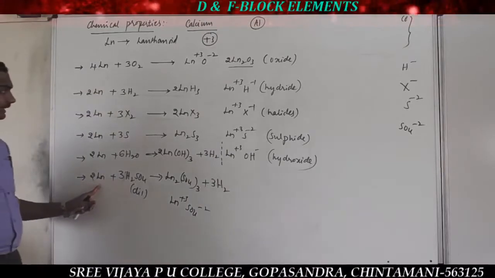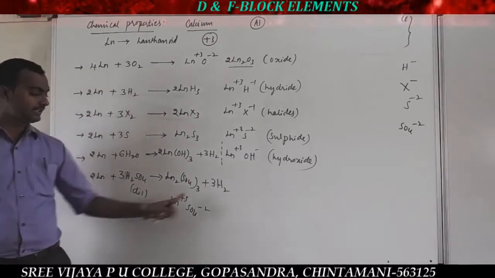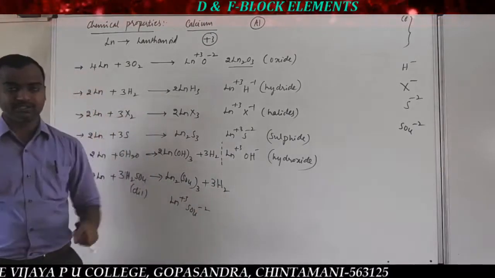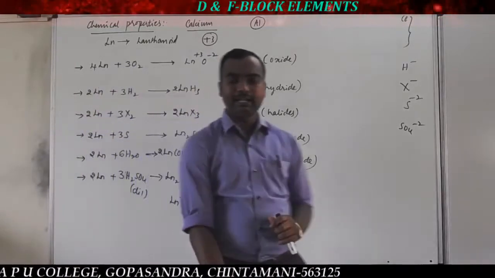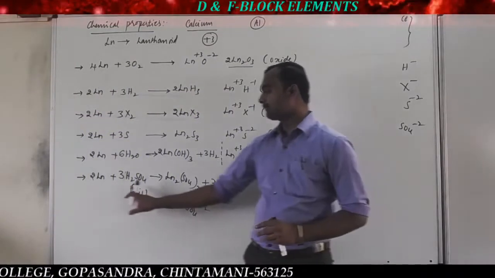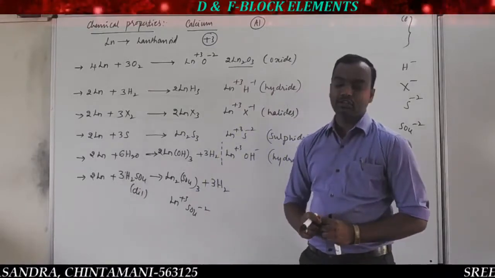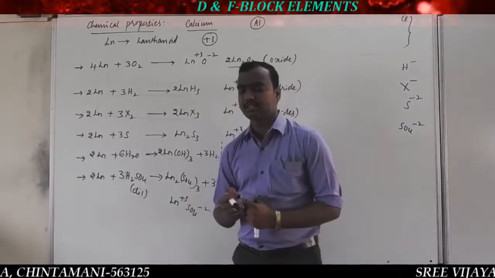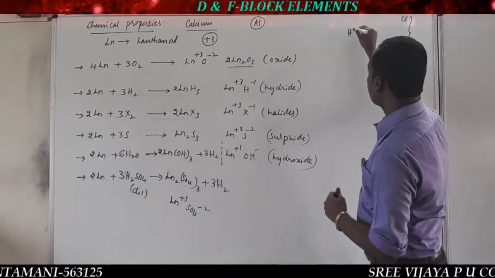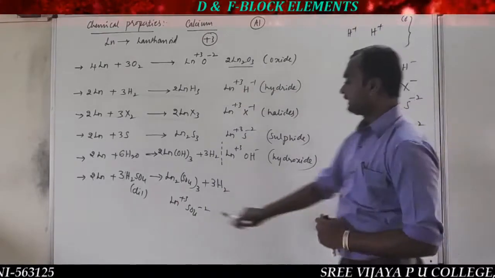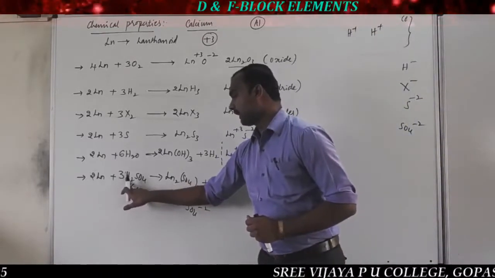So the concept is that any lanthanide reacts with sulfuric acid and liberates hydrogen gas. This is very, very important. From where do we get the hydrogen gas here? That hydrogen is coming from the acid. We know that an acid is nothing but it gives the H plus ion. So the H plus ion gives the hydrogen gas.